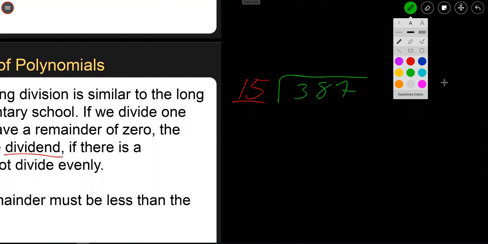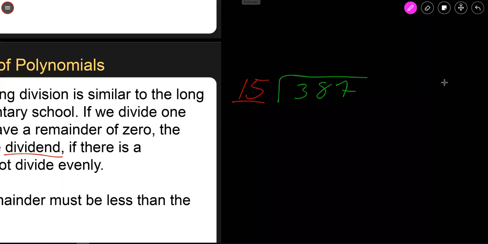15 is the divisor. And if we start dividing out stuff, 15 goes into 38 two times. 2 times 15 is 30. And then we subtract. 38 minus 30 gives me 8. I bring down the 7. And then I just repeat that process again. 15 goes into 87 5 times. 5 times 15 is 75. Subtract, and I get 12 at the end.